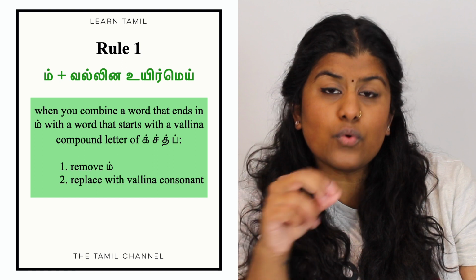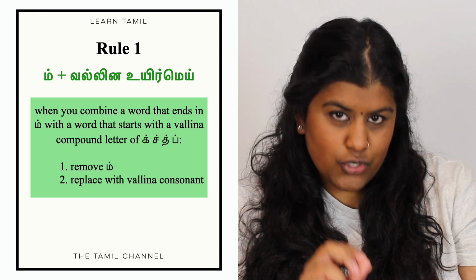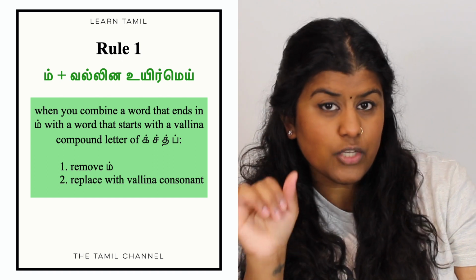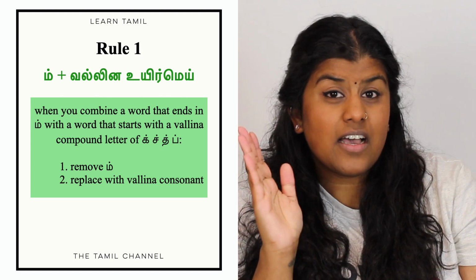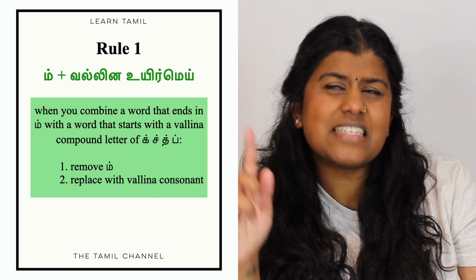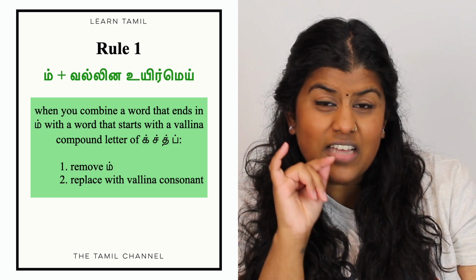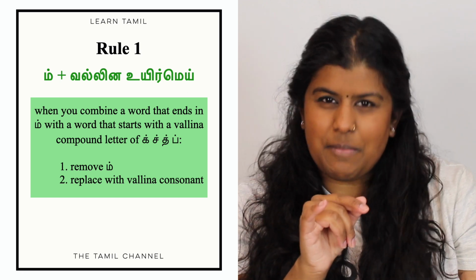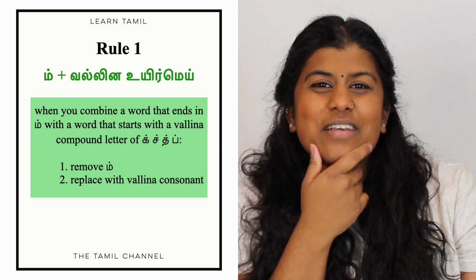The rule here is whenever you combine a word that ends in this consonant with a second word that starts with a compound letter of a vowel consonant, so the 4 vowel consonants minus the it and ut, what happens is you have to add the consonant of the vowel consonant compound letter to it, if that makes sense, to connect the two together. Let's look at some examples.